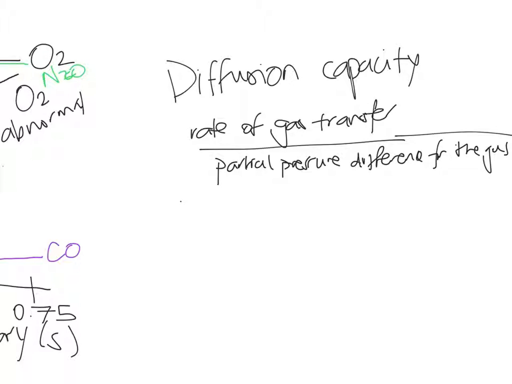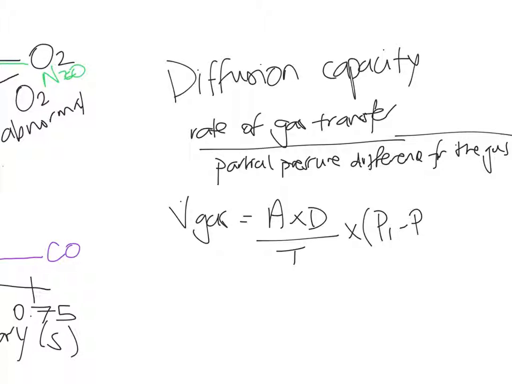Now let's go back to Fick's law, where the rate of transfer of the gas is the area times the diffusion constant divided by the thickness of the tissue times the partial pressure difference of the gas. Because in real life we can't actually measure the thickness or the area of the blood-gas barrier of the lung, we group this into one number, the diffusion capacity of the lung.